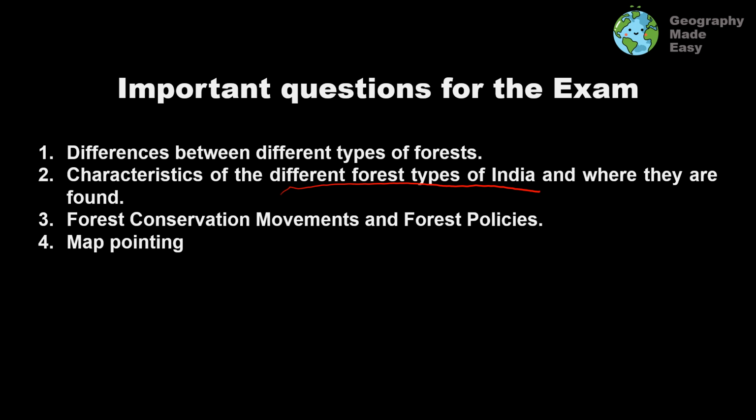Map pointing is not as important as in the other chapters, but questions can be asked from map pointing. This is comparatively simpler, where we have to remember where which forest is occurring on the Indian map. A rough border or demarcation of that particular area will be enough for the examination.